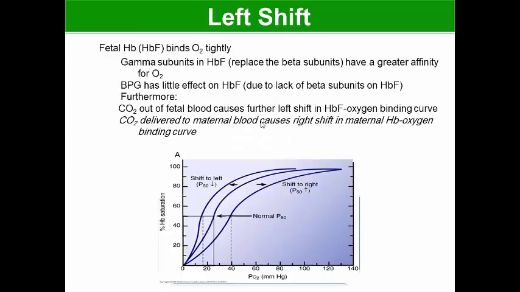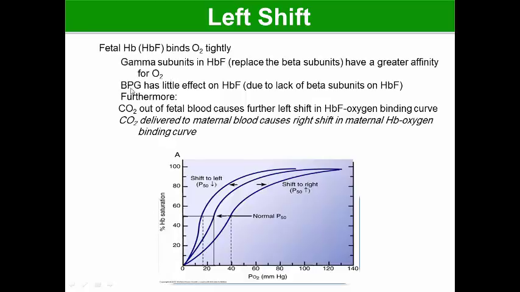So, another factor which causes left shifting of the curve is what we mentioned, the fetal hemoglobin. Remember, the fetal hemoglobin is not 2 alpha 2 beta. It is 2 alpha 2 gamma. So the gamma subunits replace the beta subunits. And because the gamma subunits replace the beta subunits, now hemoglobin has got a greater affinity for oxygen.